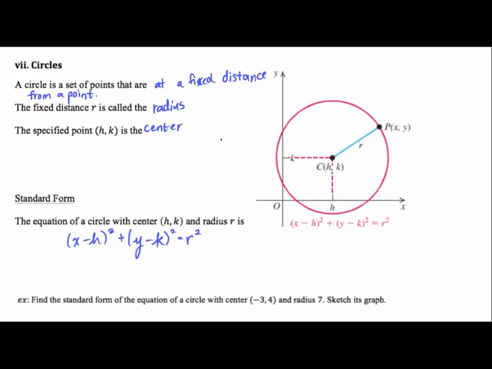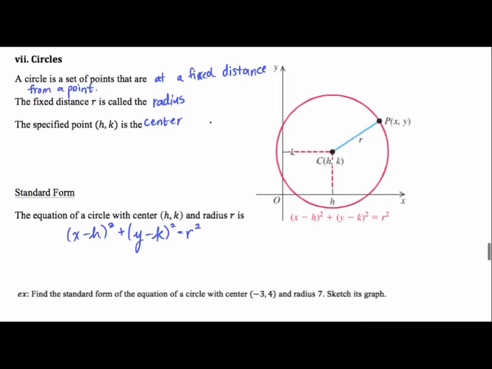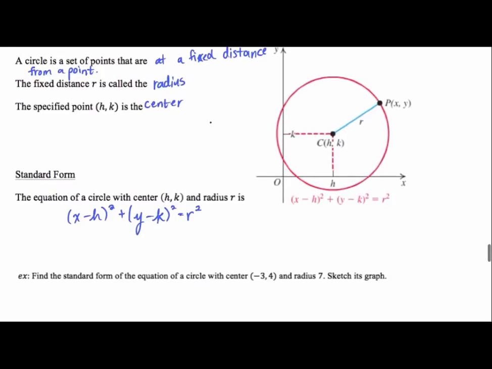For now, I can't really explain where it comes from, although it's kind of related to the Pythagorean theorem as well. You see the term squared plus the term squared equals the constant squared. It has to do with the fixed distance thing. Okay, so that's the standard form. Make sure you memorize that standard form.